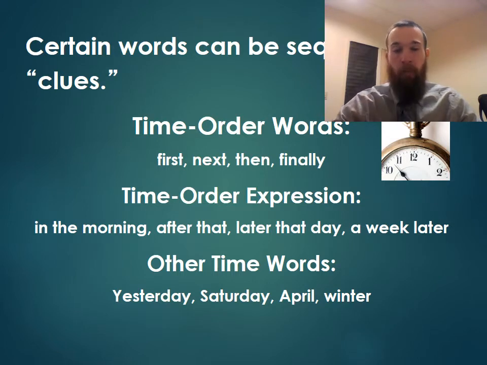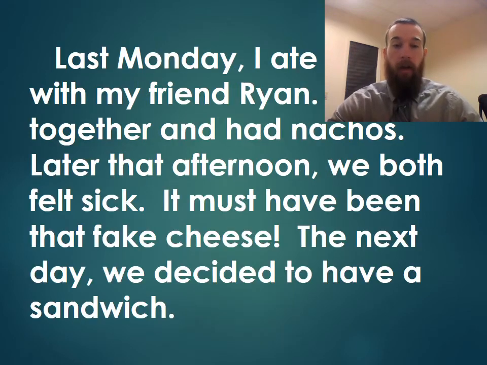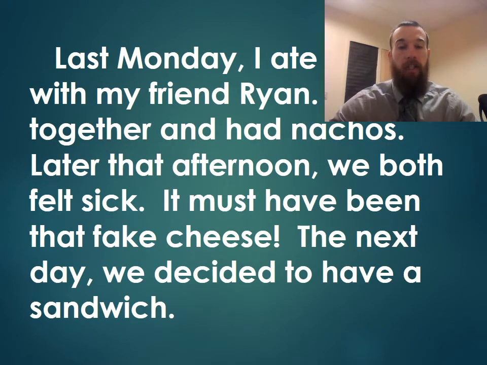And then there's other time words: yesterday, Saturday, April, some more specific signifiers of how time is happening. So just one thing that you want to be reading for when you're looking for sequence is those words that let you know where in the sequence we are. So let's do a little practice with that and see if you can spot these words in the next few passages. I'll read this out and then I'll give you a second, see if you can identify which words show us the sequence.